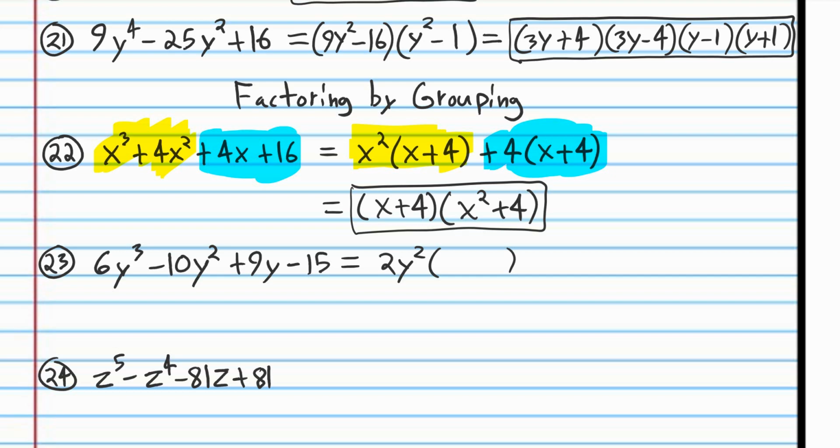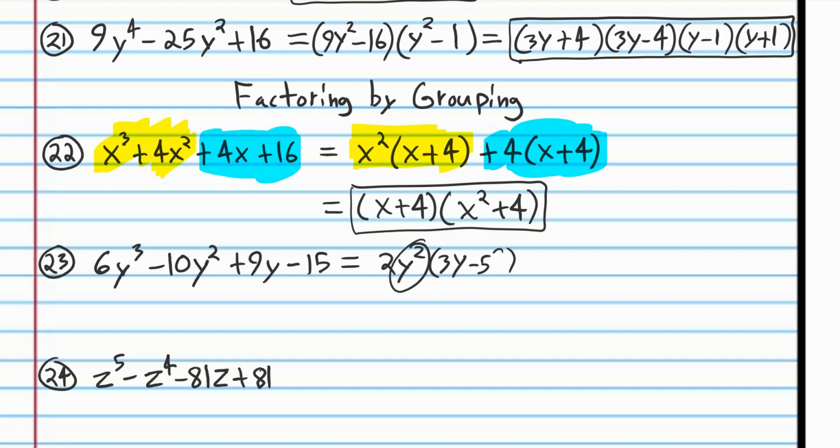So 2y to the 2nd power times what is equal to 6y to the 3rd power? Well, 2 times 3 is 6, and y to the 2nd times y is y to the 3rd. Now 2y to the 2nd power times what equals negative 10y to the 2nd power? So 2 times what equals 10? Well, obviously it's negative 5.